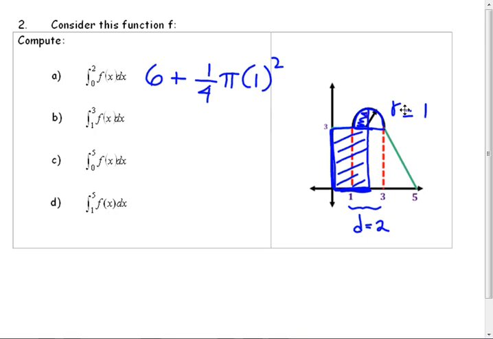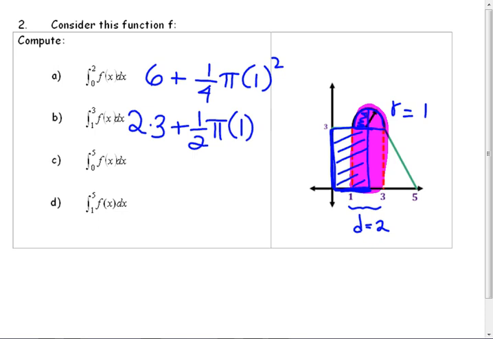So what about 1 to 3? There. What do you got there? You got a rectangle? 1/2 a circle. Do you guys agree with me on B?